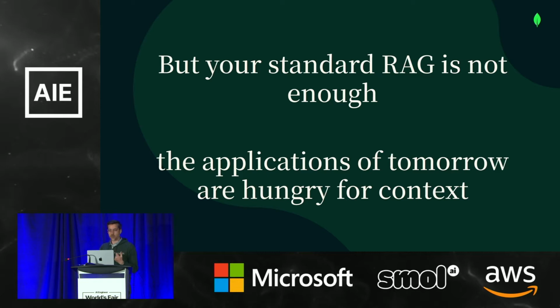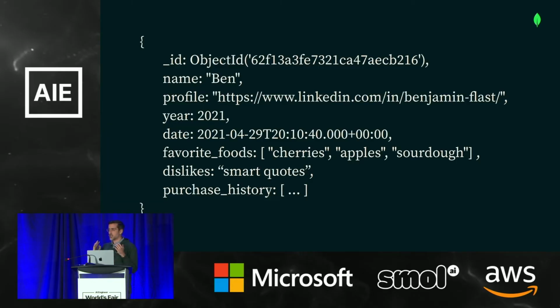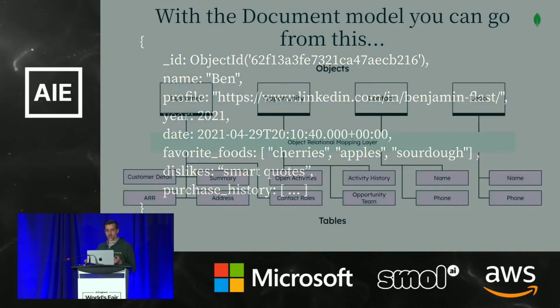The applications of tomorrow are going to need more context. And that's where the MongoDB document model comes in. The document model is really just JSON, and it gets stored inside of MongoDB in something called BSON, which stands for binary JSON. But you have things like a name, a profile. You can include whatever you want as long as it's JSON, and that is what you store inside of your database and what you fetch from the database.